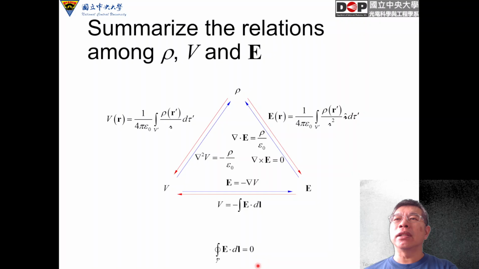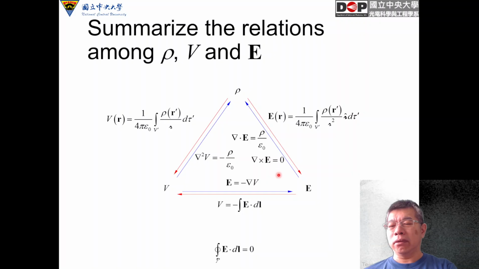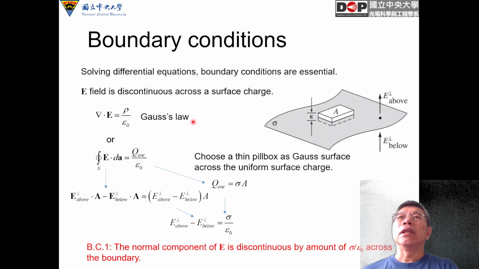And one other thing that is not here is just the path integral. If it's a closed loop, it will be zero, but it essentially comes from this one. So don't worry about that.